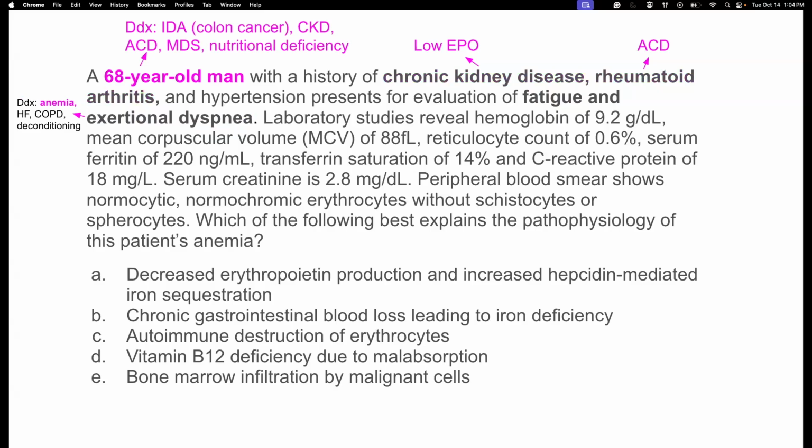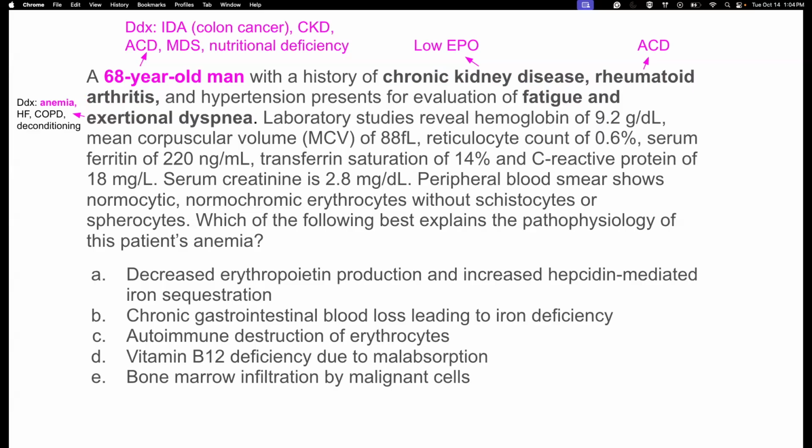So we have this kind of older gentleman, and there's a lot of things that can cause anemia in an older patient. One thing that I always keep on the differential is colon cancer. So this can cause an iron deficiency anemia because you have this mass that's oozing blood over time, causing loss of iron and an iron deficiency anemia.